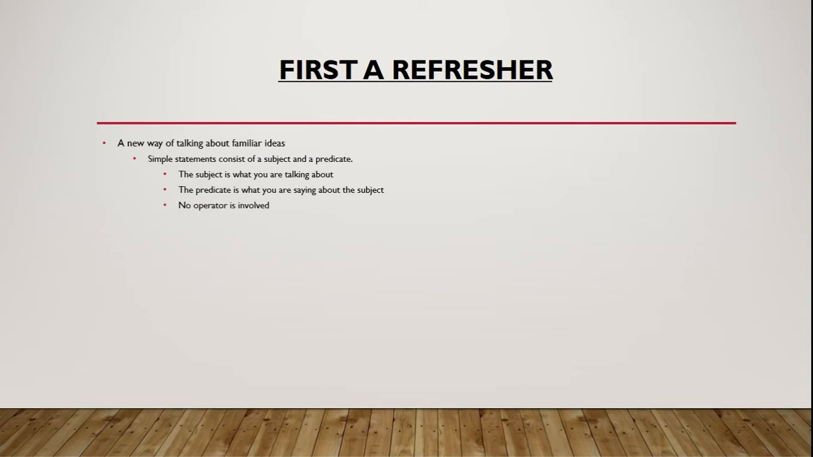No operator is involved. So for instance, Matthew likes pizza. That has a simple subject, which is Matthew. It has a predicate, likes pizza. That's what Matthew's doing. And then compound statements consist of at least one operator separating simple statements.